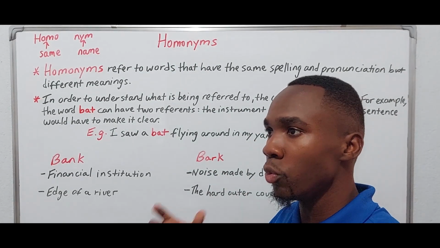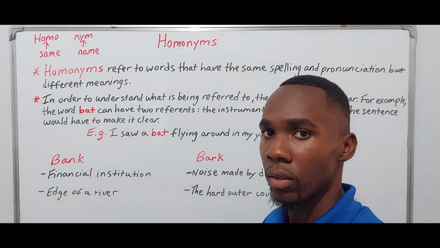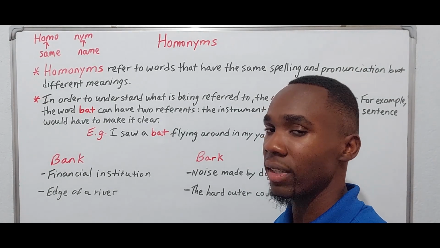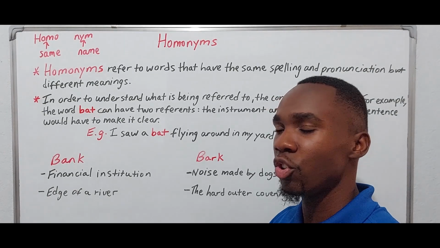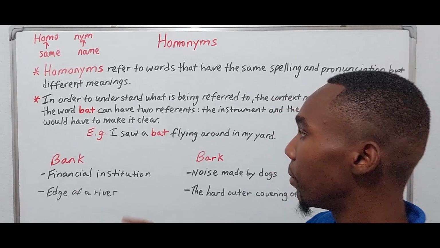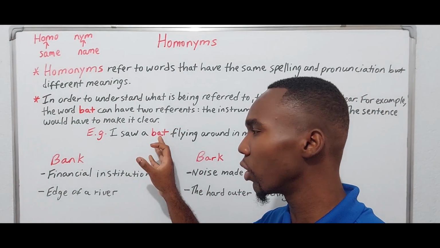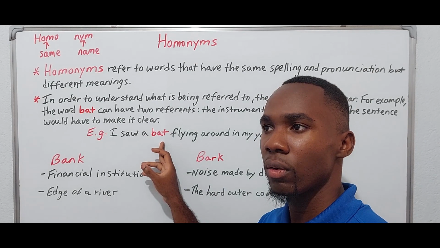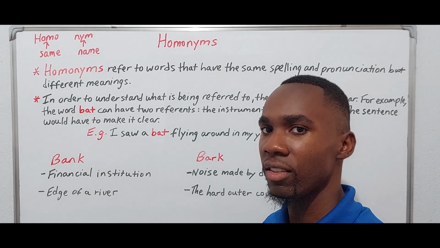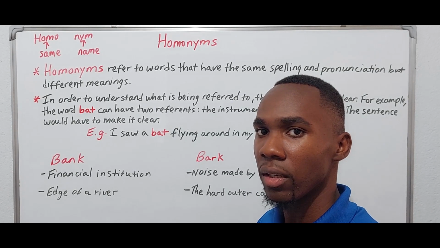So how do we know which one is being referred to, right? The context, the sentence, the situation. That's the only way we're going to know, right? So for example, I saw a bat. Now, if that sentence were to end there, we would not know which bat is being referenced. That would still be ambiguous, right?